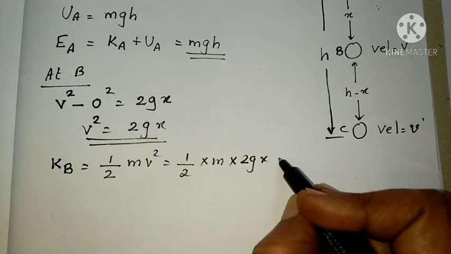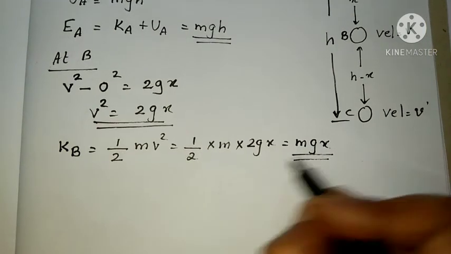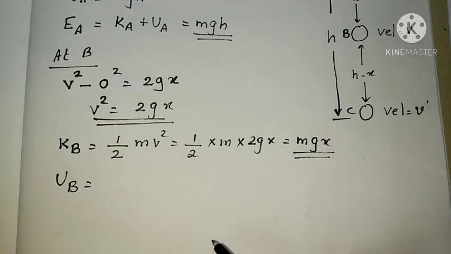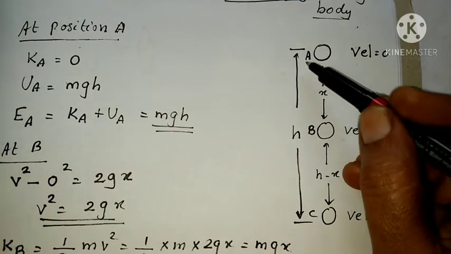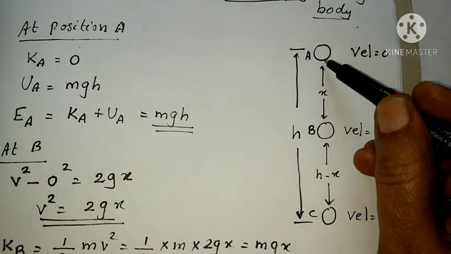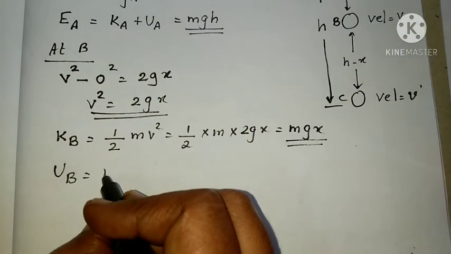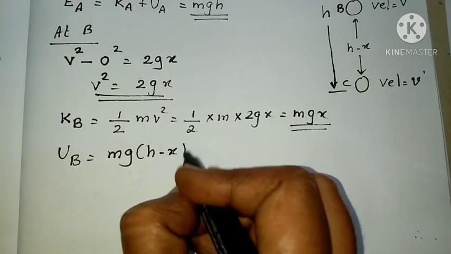That is equal to mgx. Then similarly we can write the potential energy UB. What is the potential energy? mg, and what is the height here? That is total height h, then minus this distance, h minus x. So we can write mg into (h minus x).